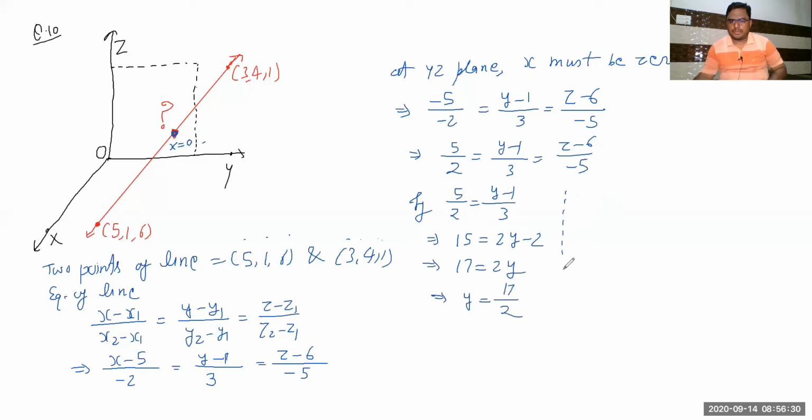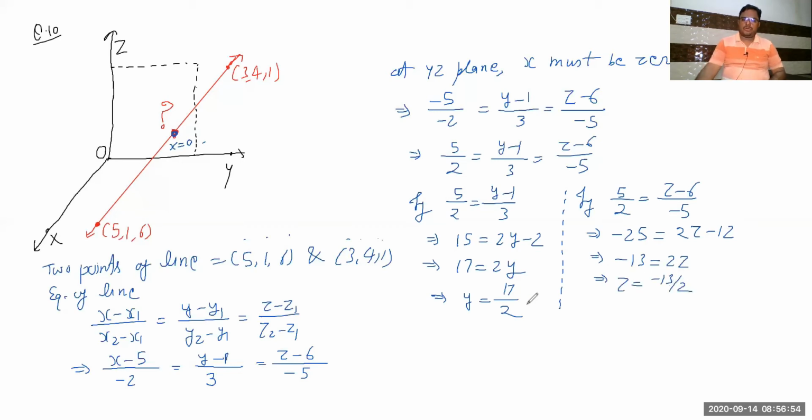Similarly, if we take first and last term, so if 5 upon 2 is equal to z minus 6 upon minus 5, let us do cross multiplication. So minus 25 equal to 2z minus 12. This implies that minus 13 equal to 2z, implies that z is equal to minus 13 upon 2. So the value of y is coming 17 upon 2, value of z is coming minus 13 upon 2, and value of x was 0 in the starting.